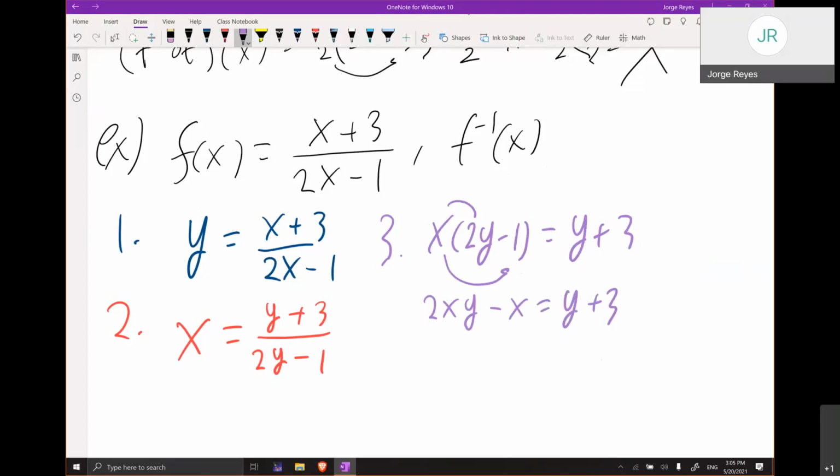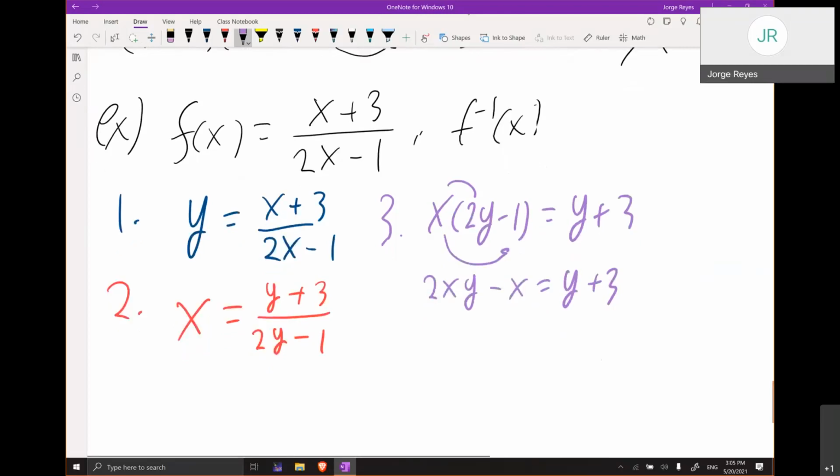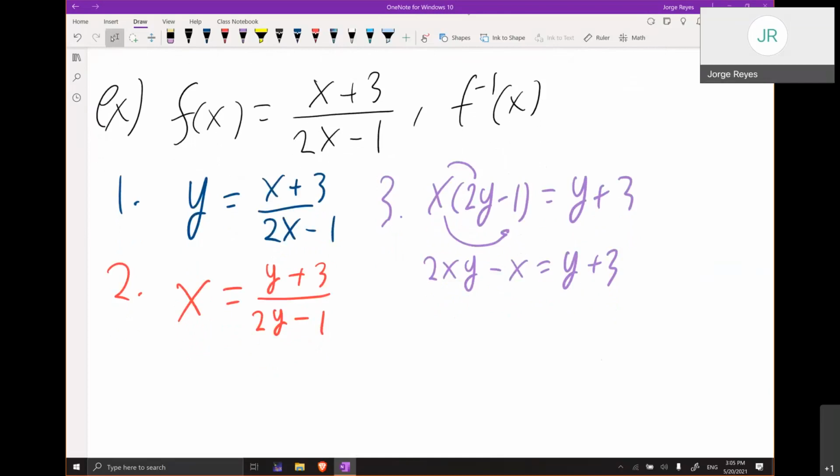And here's where most people get stuck because they don't really have the goal in mind, right? The goal is to solve for y. So if you're going to do that, you should probably get all of the things with y on one side and all of the things without y on the other side. So I'm going to move the x over and the y over. So 2xy minus y equals x plus 3.